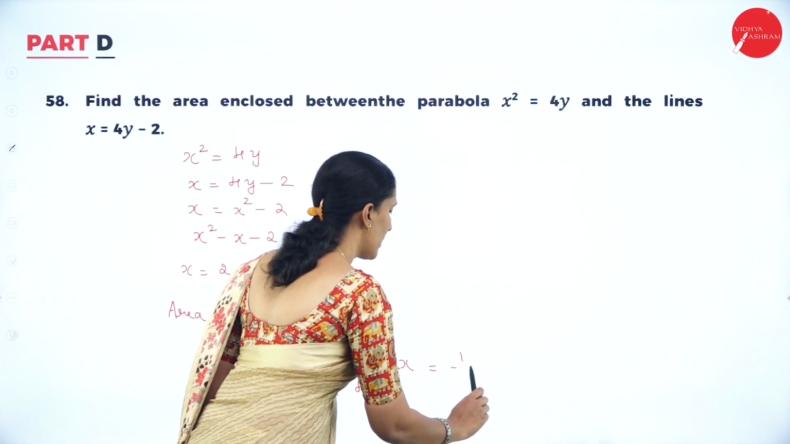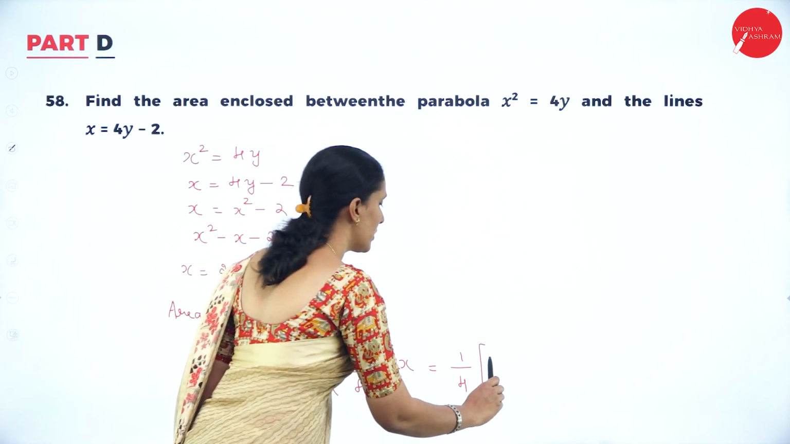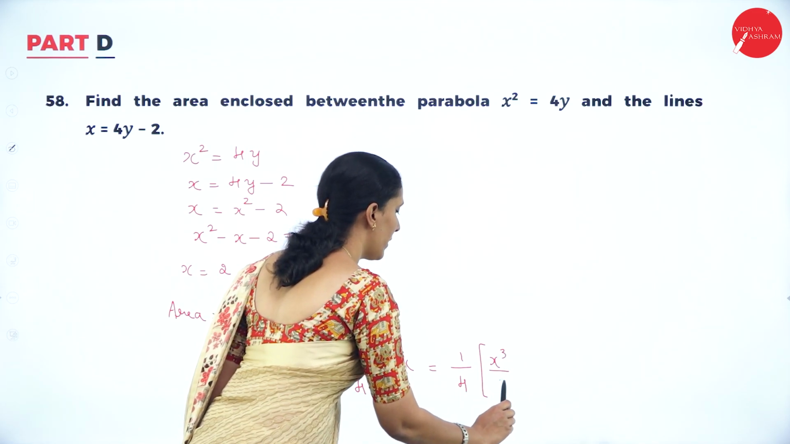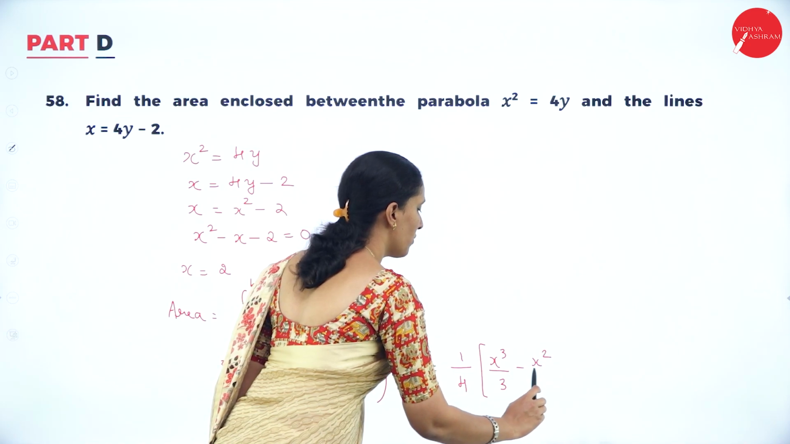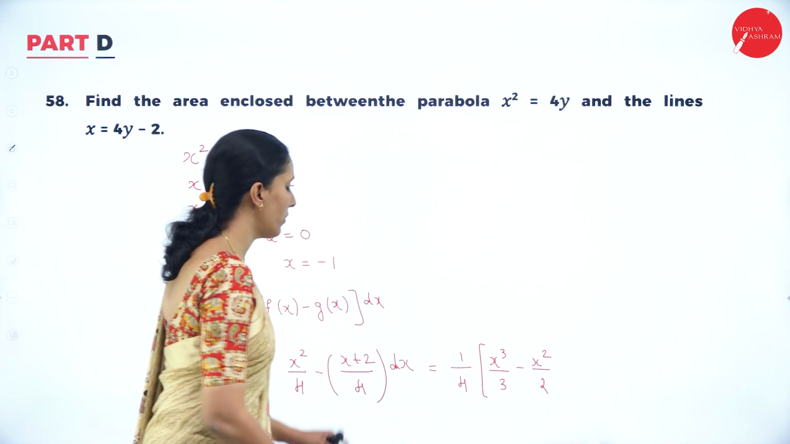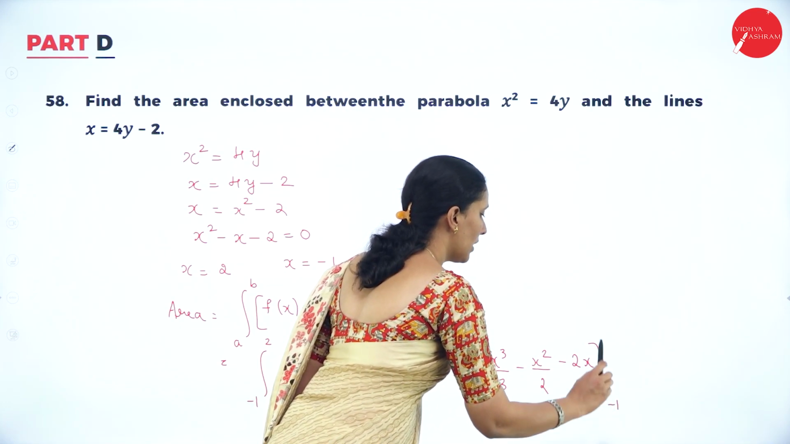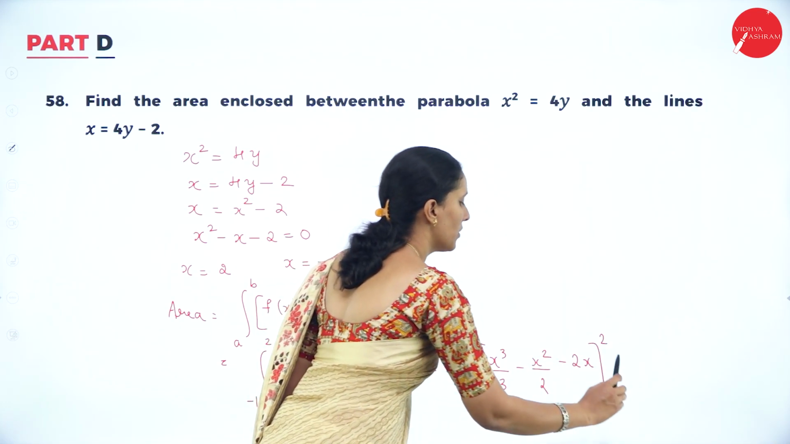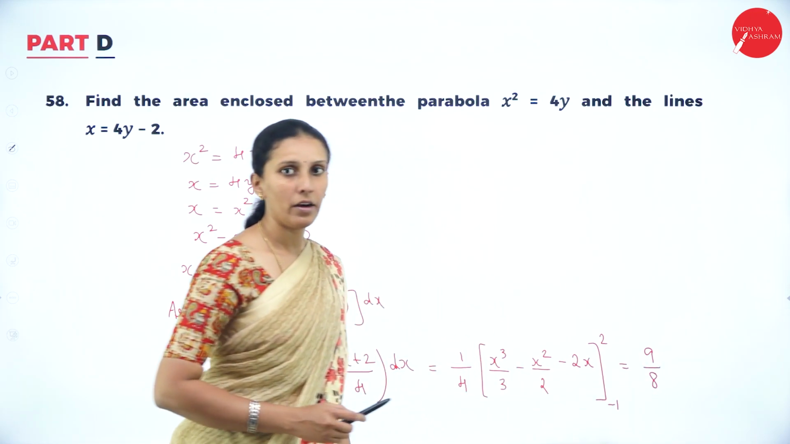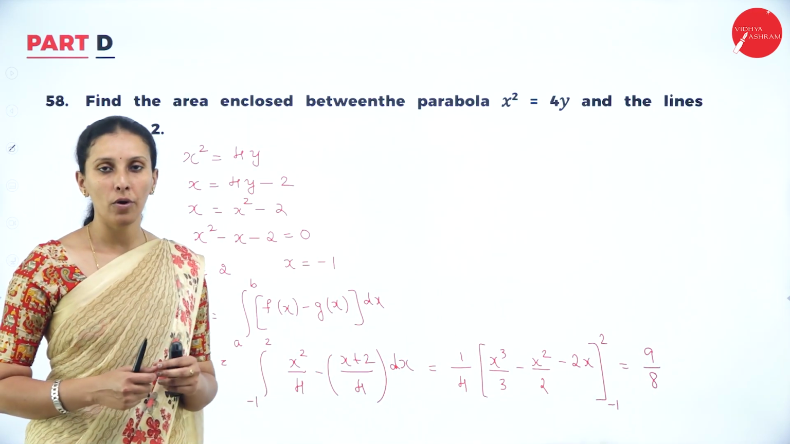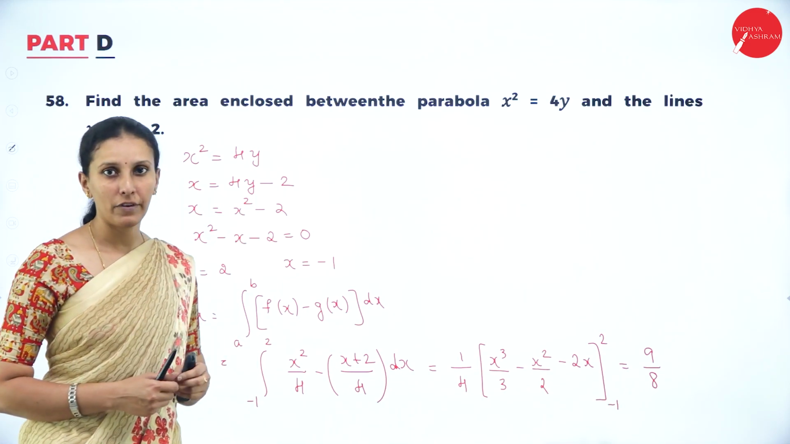So now on solving this, we can take 1 by 4 as a common factor from the integral. So here we will get x cube divided by 3, and here we will get minus x square divided by 2, and here we will get minus 2x. So substituting the limits and solving this, we will get the answer as 9 by 8 square units. So this is how we find the area between the parabola and the line using definite integrals.